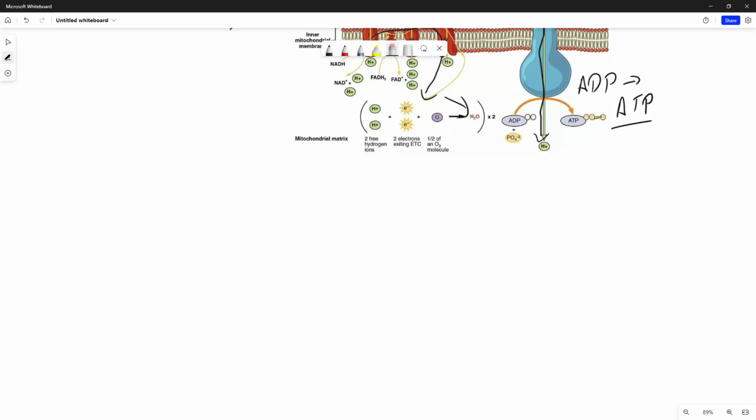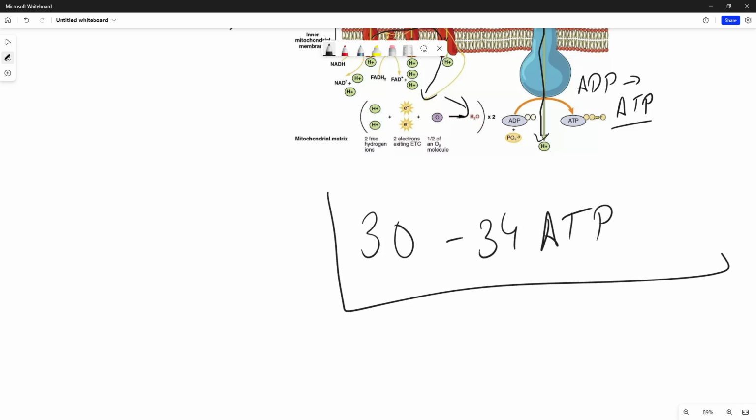Maybe some of these ATP synthases are not that efficient, or maybe not so much NADH was produced, or maybe some problem happened. So we basically take a range. The range I'll encourage you to use is 30 to 34 ATP, because it's right in the middle.